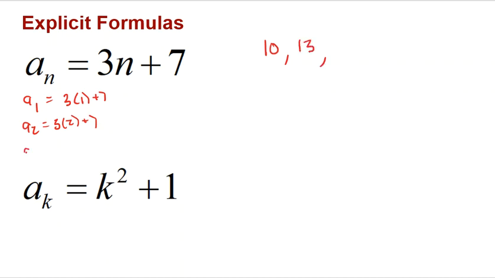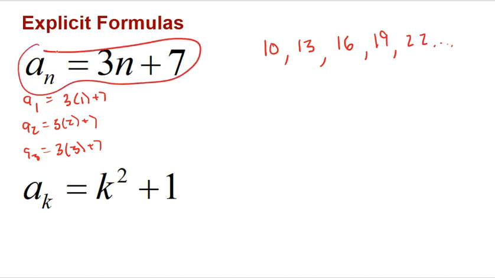And then how do you find the third term? Well, you plug in 3. 3 times 3 plus 7. So that's 9 plus 7 is 16. And typically, once you get the ball rolling, you start to clearly see a pattern. Next one's going to be 19, then 22, and so forth. Looks like I'm just going up 3, up 3, up 3. Pretty easy pattern there. But again, this is just a generic formula that can find any term we want.